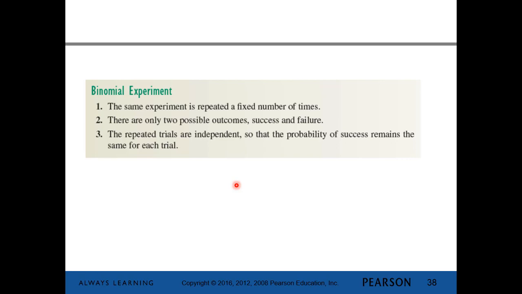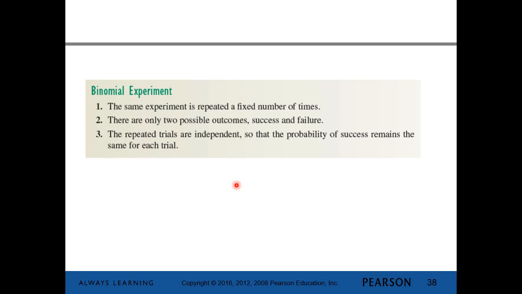There are 5 conditions. Now, they list 3, but you can actually break these up into 5. I always list 5. The same experiment is repeated for a fixed number of times. So there's a fixed number of trials. Each time you do an experiment, that's called a trial.